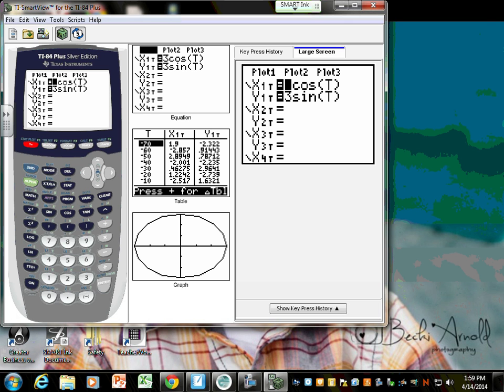The other thing we need to do is change our window. So once you get that typed in, go ahead and hit window, and I want you to pay attention to what I'm saying about the window, and then you can mess with your window as we go through these other problems.